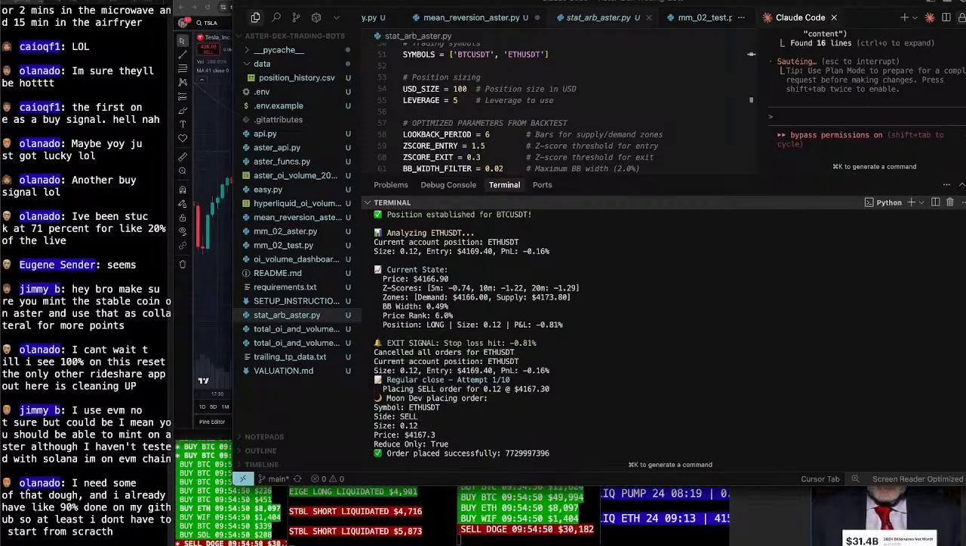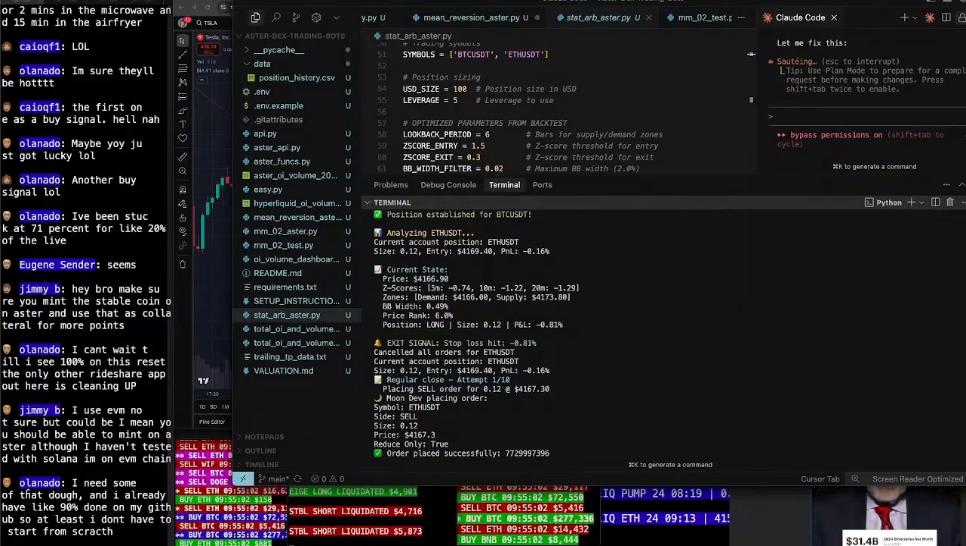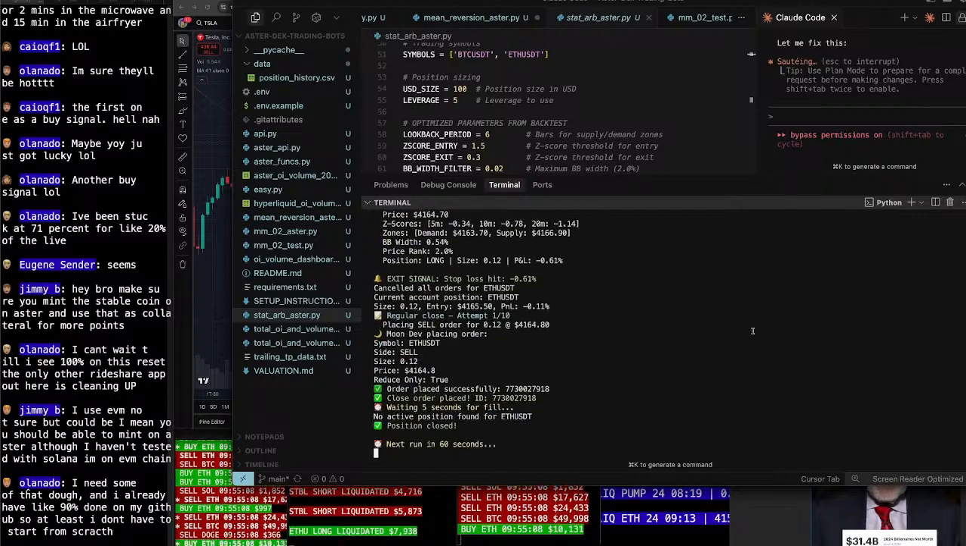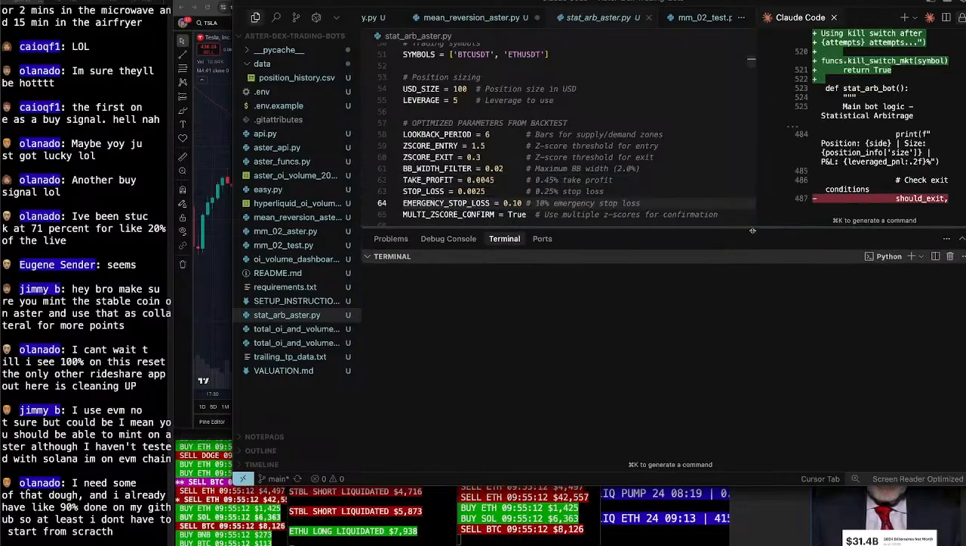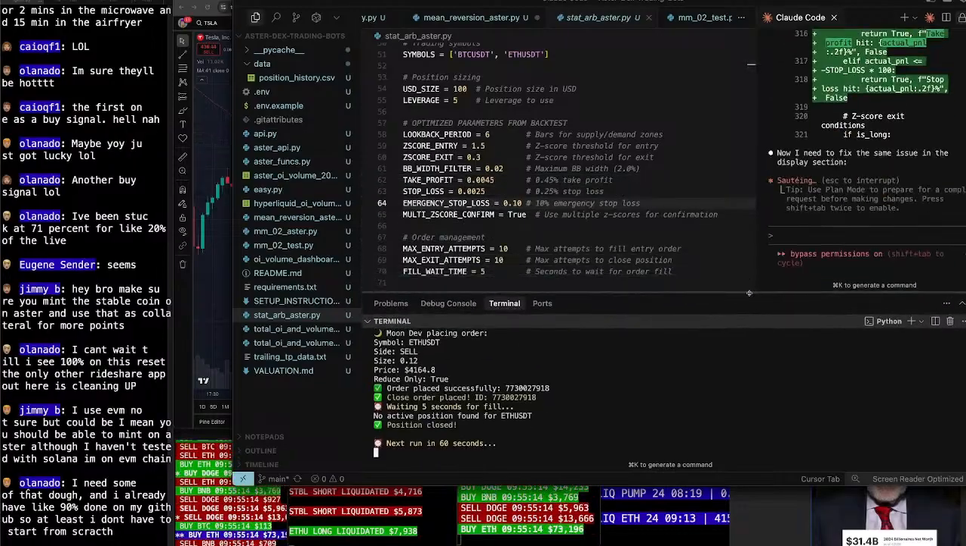Okay, so the first two trades were unprofitable. But the good thing is, I don't know if there was a good thing, but we'll see. We'll see what she says. It looks like they're not making more trades, which is good. Next run in 60 seconds, so it runs every 60 seconds. Seems like it makes a trade every time it runs.